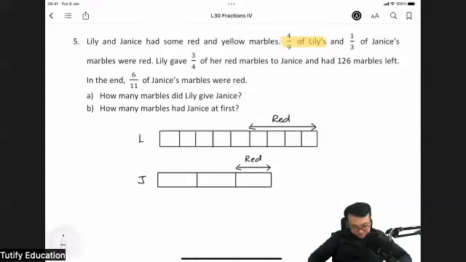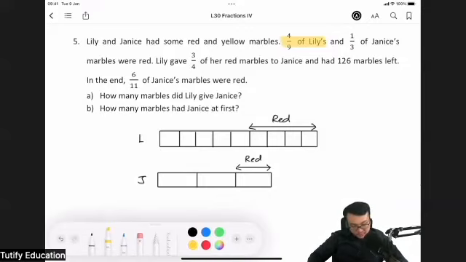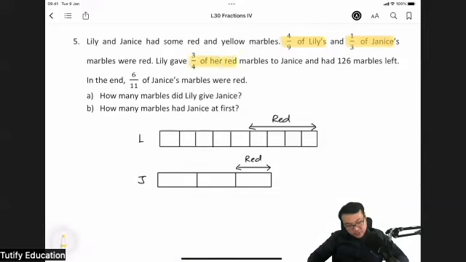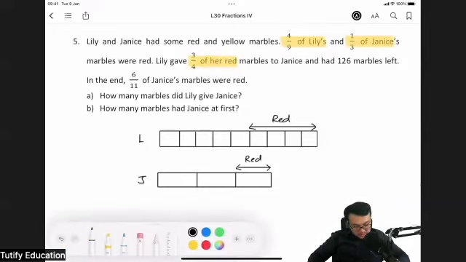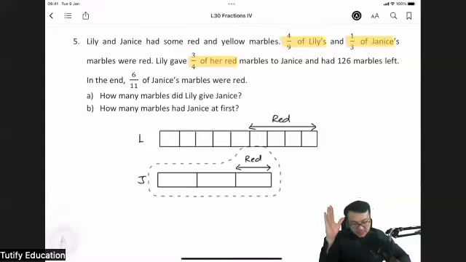However, 1/3 of Janice is red. However, Lily gave 3/4 of the red marbles to Janice. So if you go back to Lily, 3/4 of the red marbles, how many units is that? 3/4 of what? Of the red. It is not of the total. Oh, 3 units. Yes, correct.